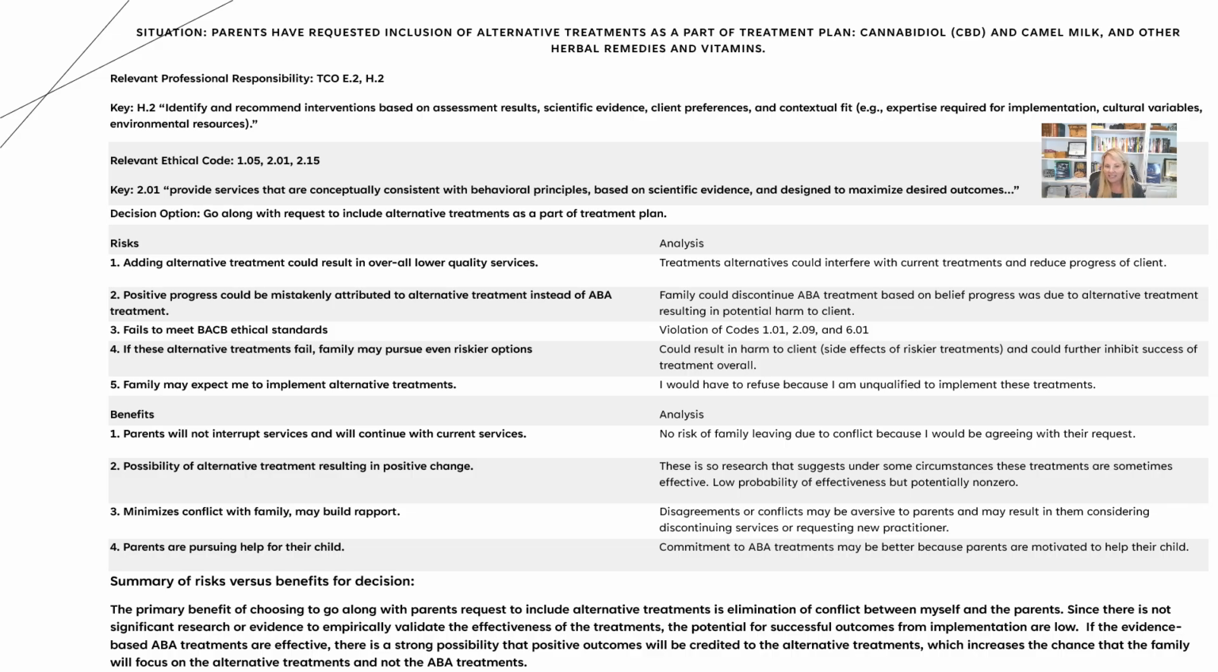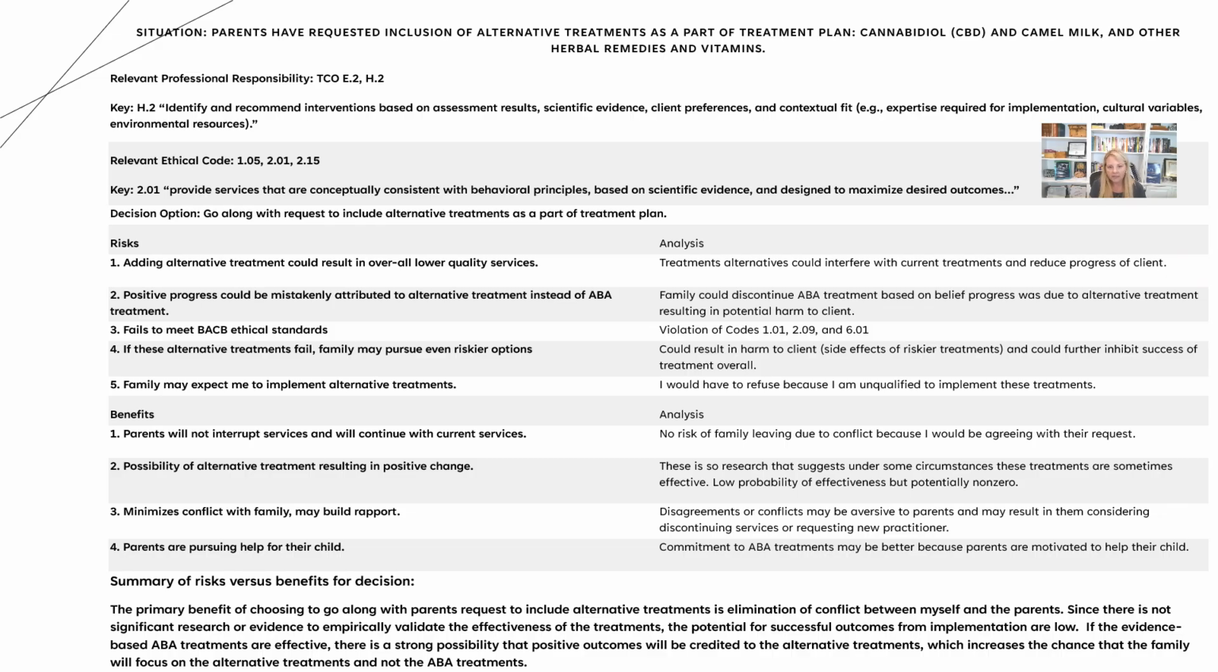My third risk here is that going along with the alternative treatments as a part of my treatment plan fails to meet my ethical standards, my ethical requirements, and is a violation of the codes. And here I've identified several codes, including 1.01, 2.09, and 6.01. So this is really important for me. I do not want to fail to meet the ethical standards.